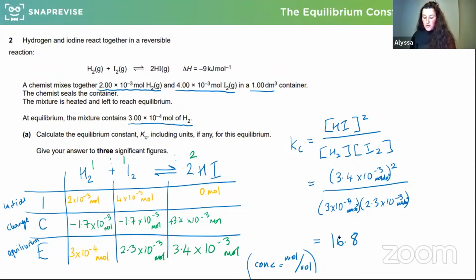And no units, because it's mole per dm cubed squared divided by mole per dm cubed times mole per dm cubed, so they cancel completely. Good. So we end up with 16.8-ish if we round up. It says to 3 significant figures, specifically asked for that, so they will not take an answer that has more significant figures than 3. So 16.8, no units. You can write no units if you want to be safe, but you don't have to.